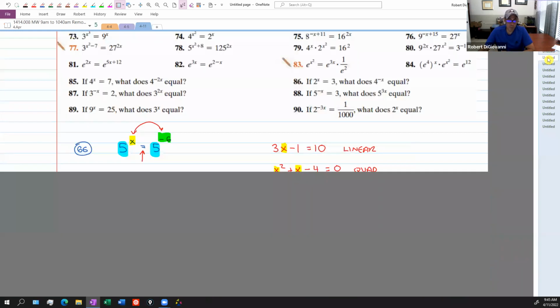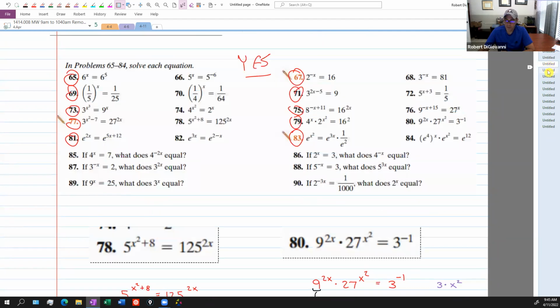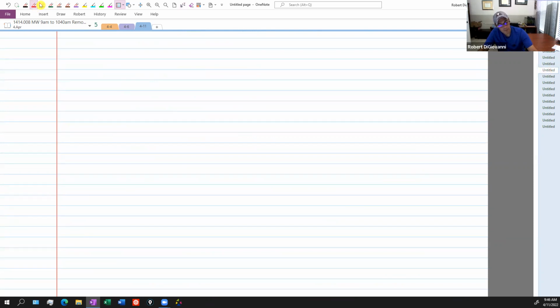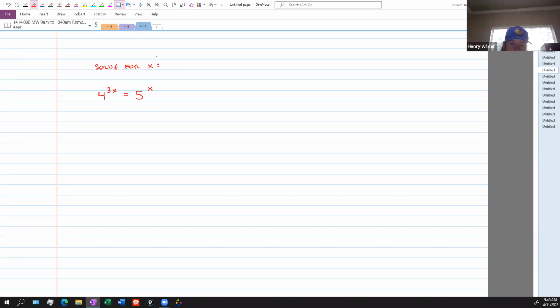I want to throw one more problem at you. This one right here. How about if we had 4 to the 3x equals 5 to the x? And I ask you to solve that for x. Can anybody tell me what the problem is here? What's the issue that's different? Go ahead, Henry, what's up? You need a common base.